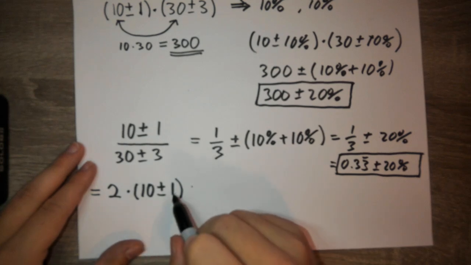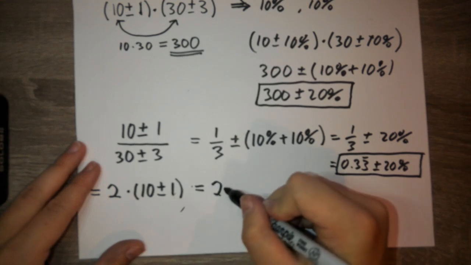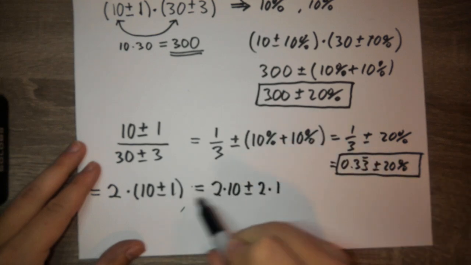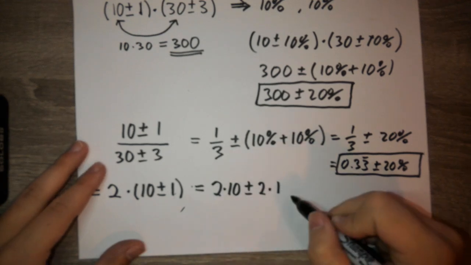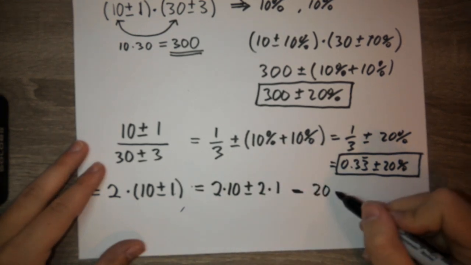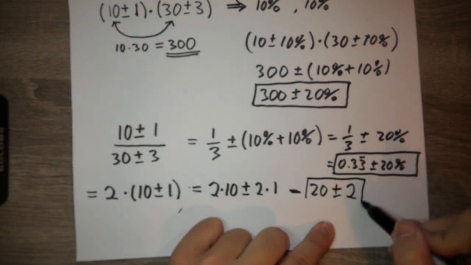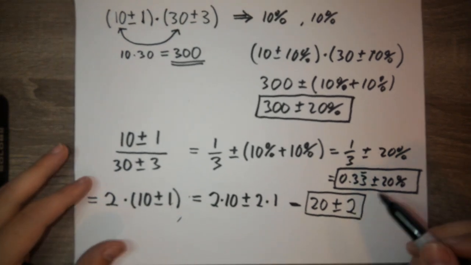So if it's the exact value like this, we can distribute the 2 to both values. So we're multiplying the 10 by 2 and then the uncertainty of the 1 by 2, which gives us 20 plus or minus 2. So that's one case, and that's the actual value case.